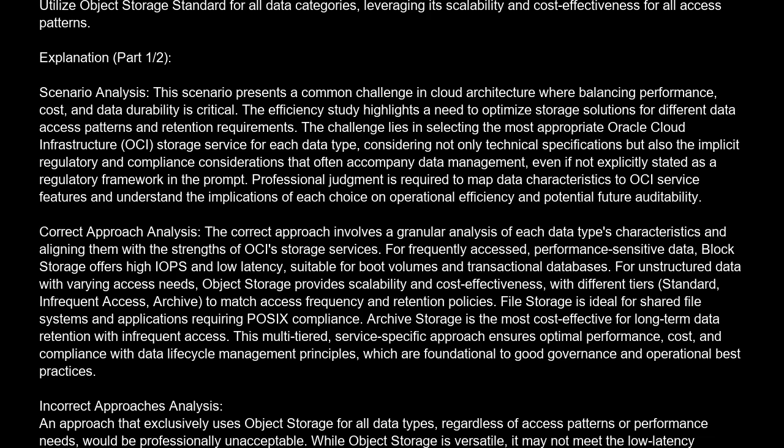This multi-tiered, service-specific approach ensures optimal performance, cost, and compliance with data lifecycle management principles, which are foundational to good governance and operational best practices. Incorrect approaches analysis. An approach that exclusively uses object storage for all data types, regardless of access patterns or performance needs, would be professionally unacceptable.